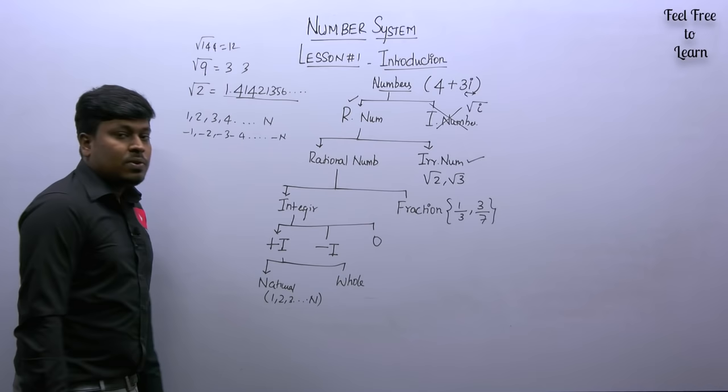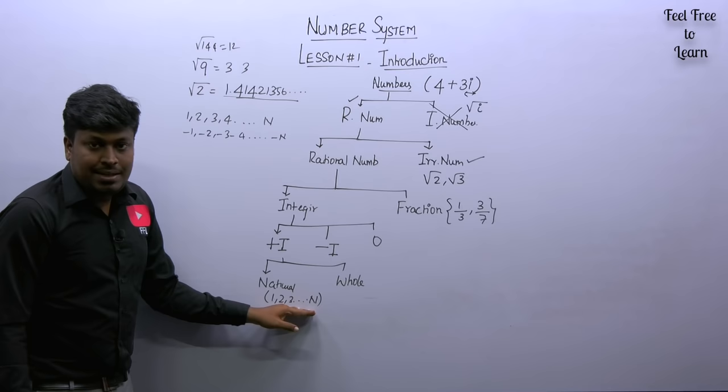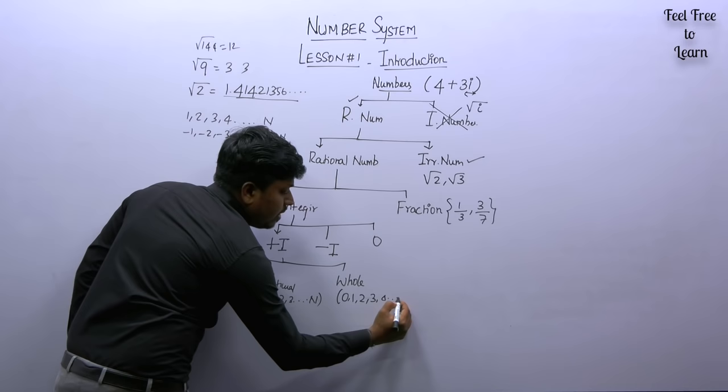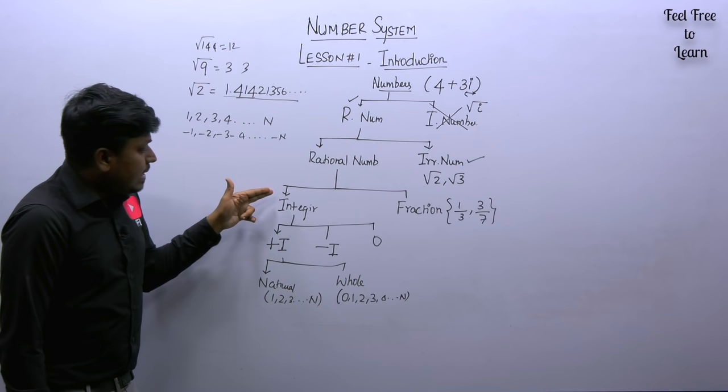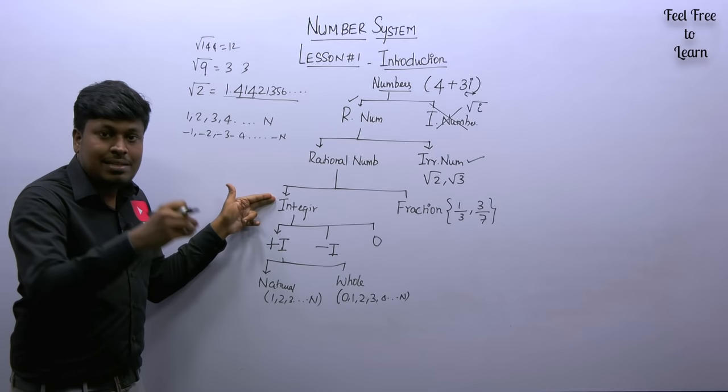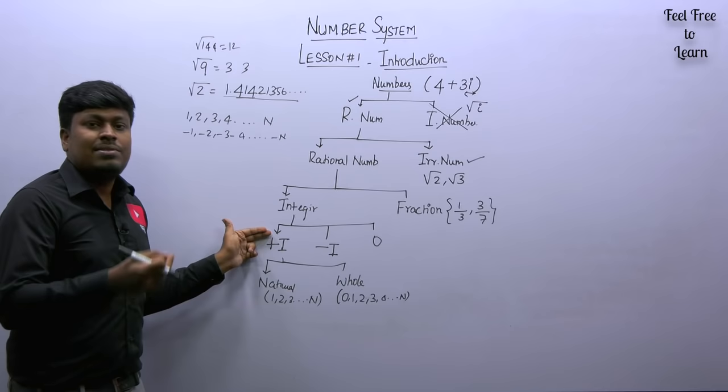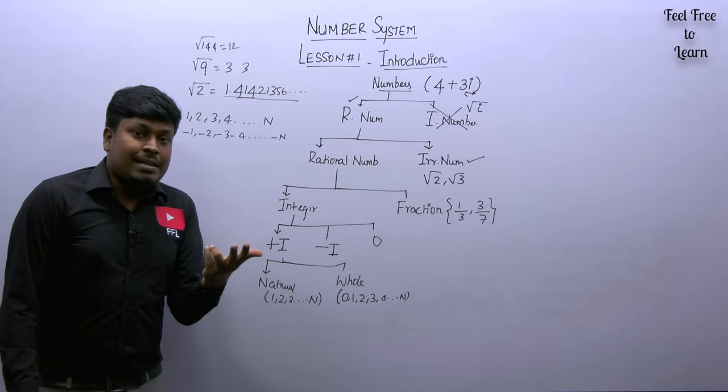What are whole numbers? The same series, if we start from 0: 0, 1, 2, 3, 4 until n, is called whole numbers. So friends, got it? Integers are subdivided into three parts: positive integer, negative integer, and zero. You know what an integer is. An integer is not a normal number like 1, 2, 4, n. So we have two types of integer, positive and negative, and the number 0.